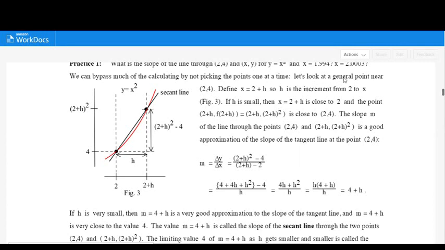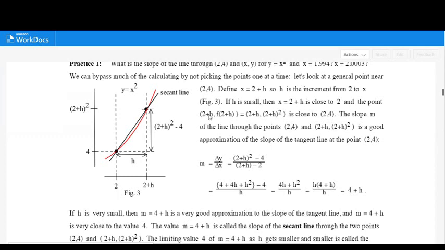So let's look at a general point near (2, 4). So define x equals 2 plus h. For example, our x is 2 plus h. Here, itong si h is the increment. If we say increment, that's the change from 2 to x. So if h is small, then x equals 2 plus h is close to 2. If our h is, for example, 0.009, then 2 plus 0.009 is 2.009. So that is still close to 2.